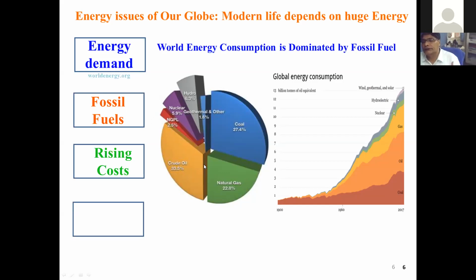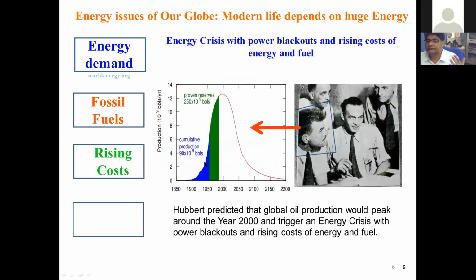Because most of the energy at present is from fossil fuels, there will be a quite high rise in the cost, and you can see at the bottom the account that Howard predicted, that the global oil production would peak around the year 2000 and trigger an energy crisis with power blackouts and rising cost of energy and fuel. That means once we approach the end of the fossil fuels, naturally the cost will rise because the demand will be more and the availability will be less.